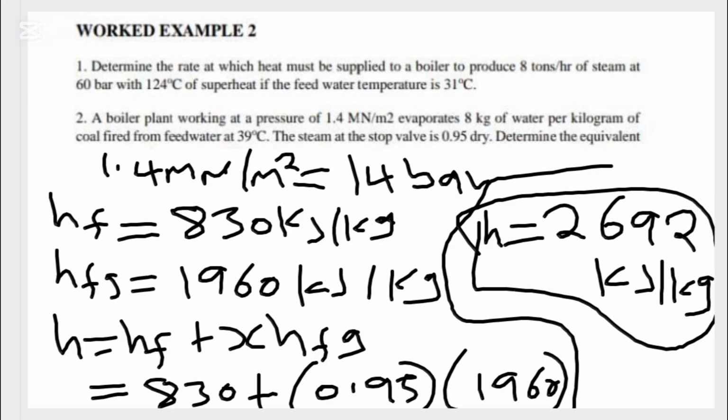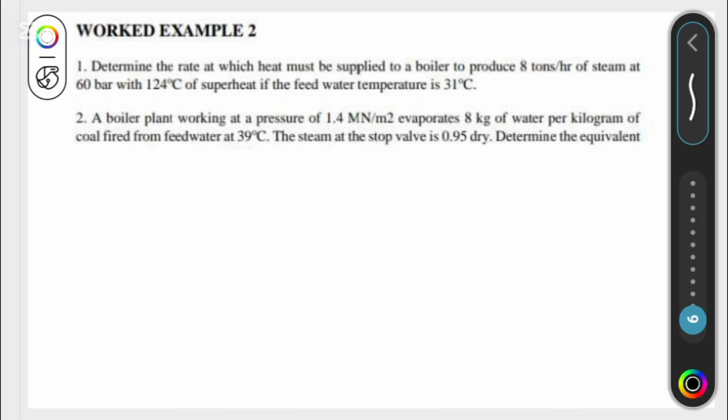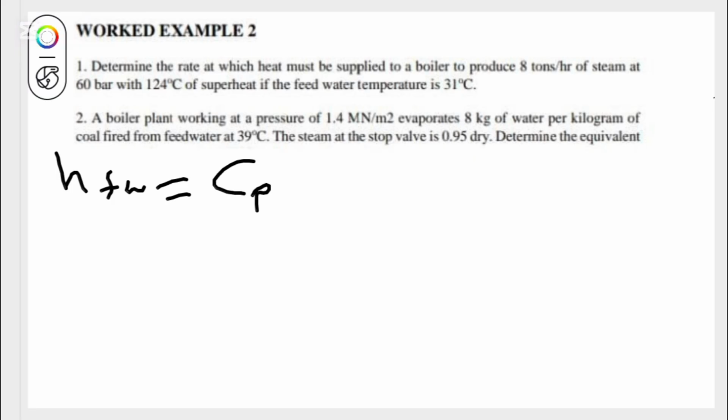So now I already found h. Now I'm going to find the h_fw, which is the feed water supply. You have to take note of this value. Therefore, the feed water supply is at 39 degrees Celsius. So I'll now say the h_fw will be equal to the formula, which is Cp multiplied by the temperature. I'm going to use the constant Cp.